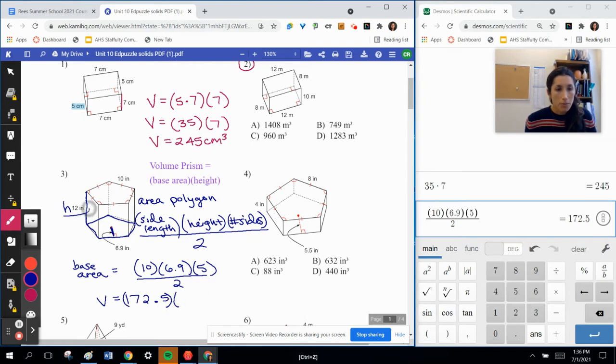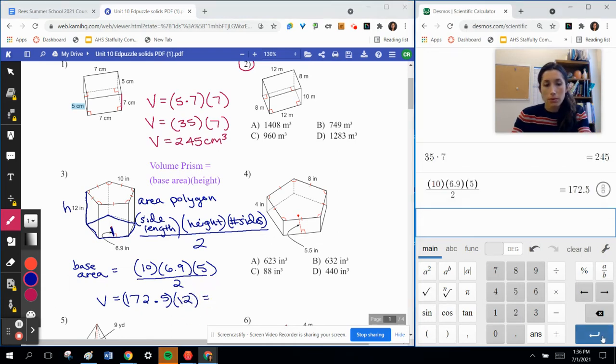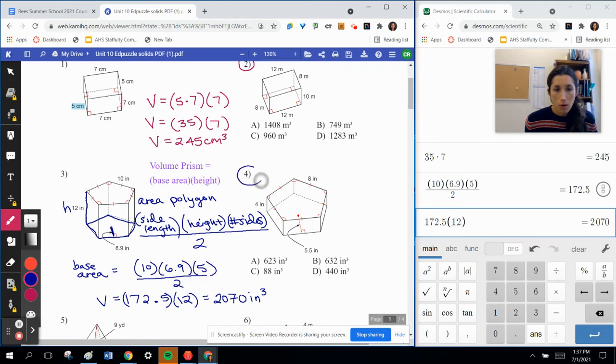And for volume, we need to take that base area and multiply it by the height. Well, the height of our shape we said was 12. 172.5 times 12. So that's going to be 2,070. And that's going to be inches cubed. Okay, go ahead and solve for question number 4.